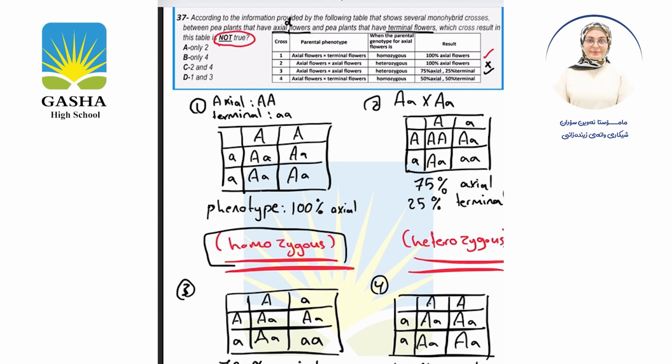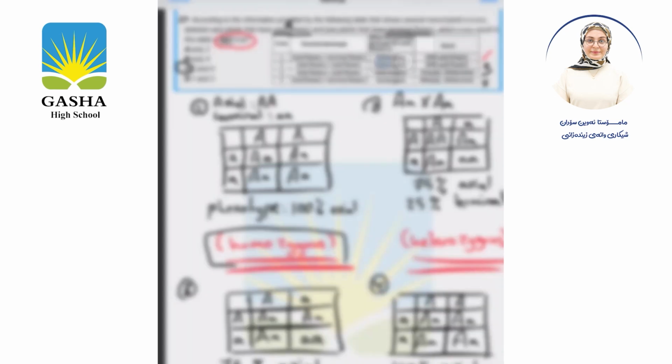Four, axial flower and terminal flower, homozygous, is 100% axial, but in the result of 4 it wrote 50% axial and 50% terminal, so this one is not true. We are searching for a wrong answer. Multiple choice 2 and 4 are wrong, so the most true answer for 37 is C.